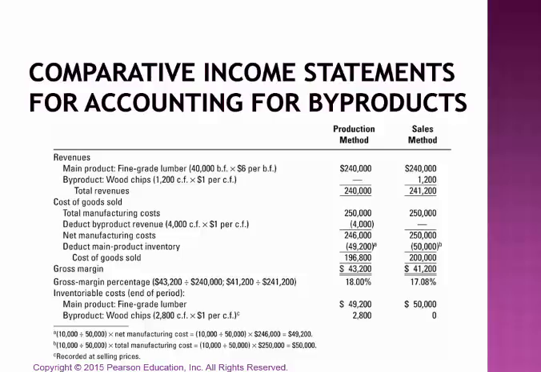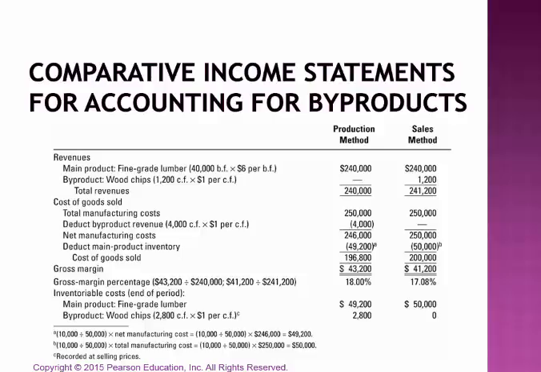Under the sales method, we don't deduct anything because we're handling it a different way. So notice that the net manufacturing cost remains the same, the $250,000 under the sales method. Regarding what is left in inventory, we need to actually deduct what is still here in regards to our main product inventory. We have $49,200 under the production method, but under the sales method we have $50,000 worth of main product.